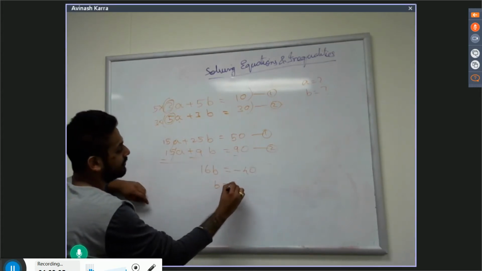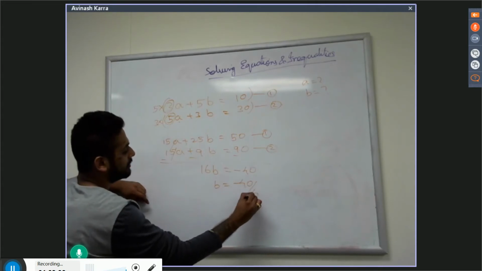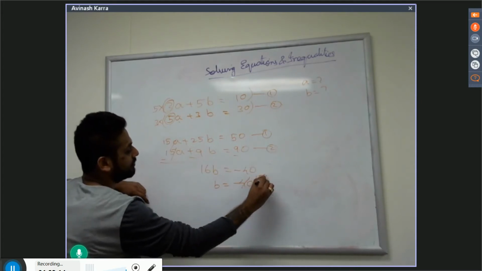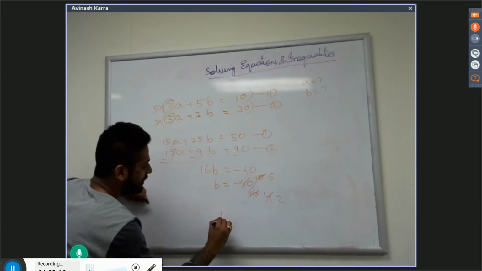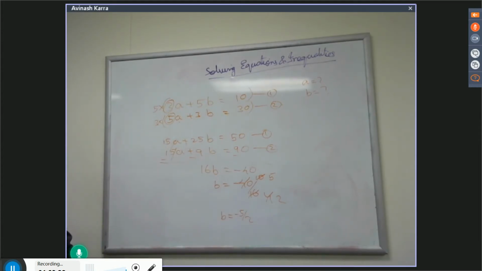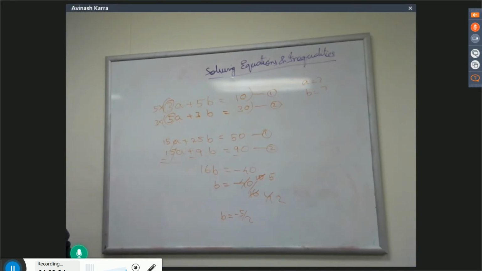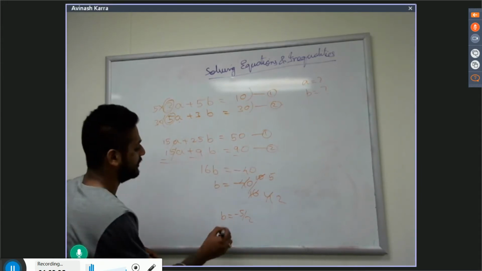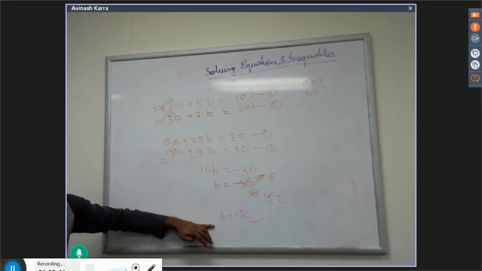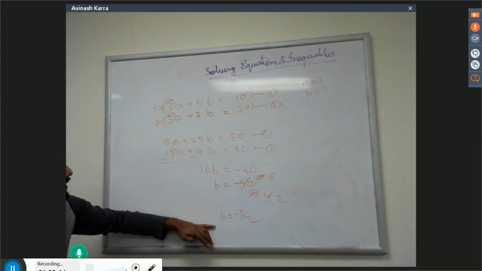So b is equal to minus 40 by 16. 4 4s are 16, 4 10s are 40. So 5 by 2. b is equal to negative 5 by 2. Is it right? Yeah, b is equal to negative 5 by 2. It's right. Did you understand till here? Any questions?